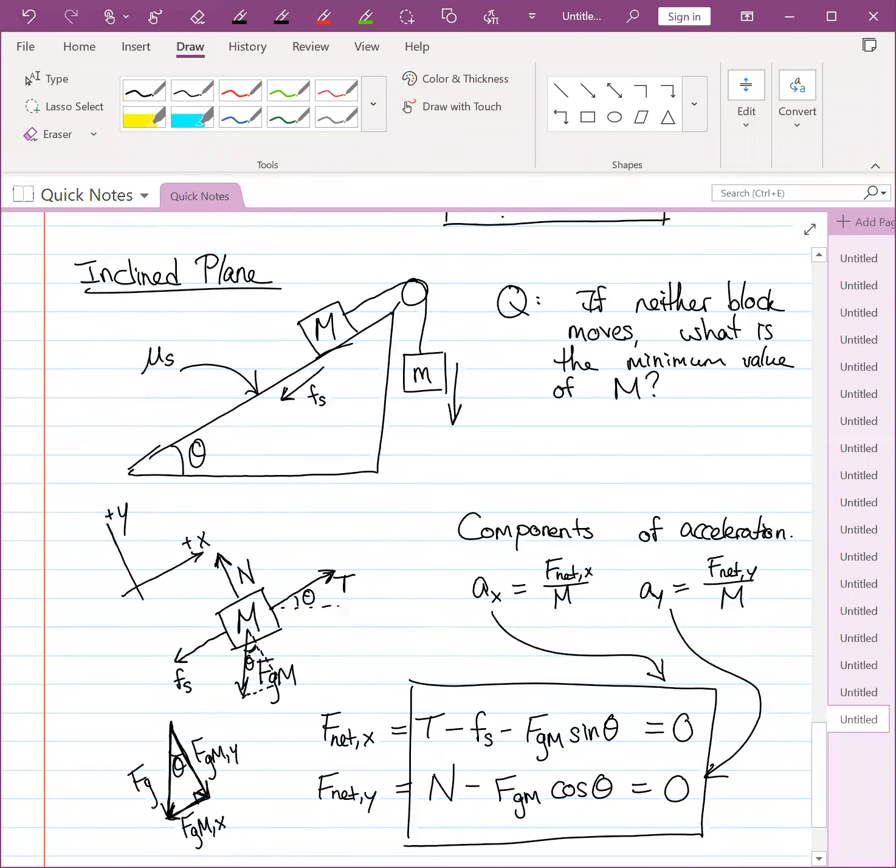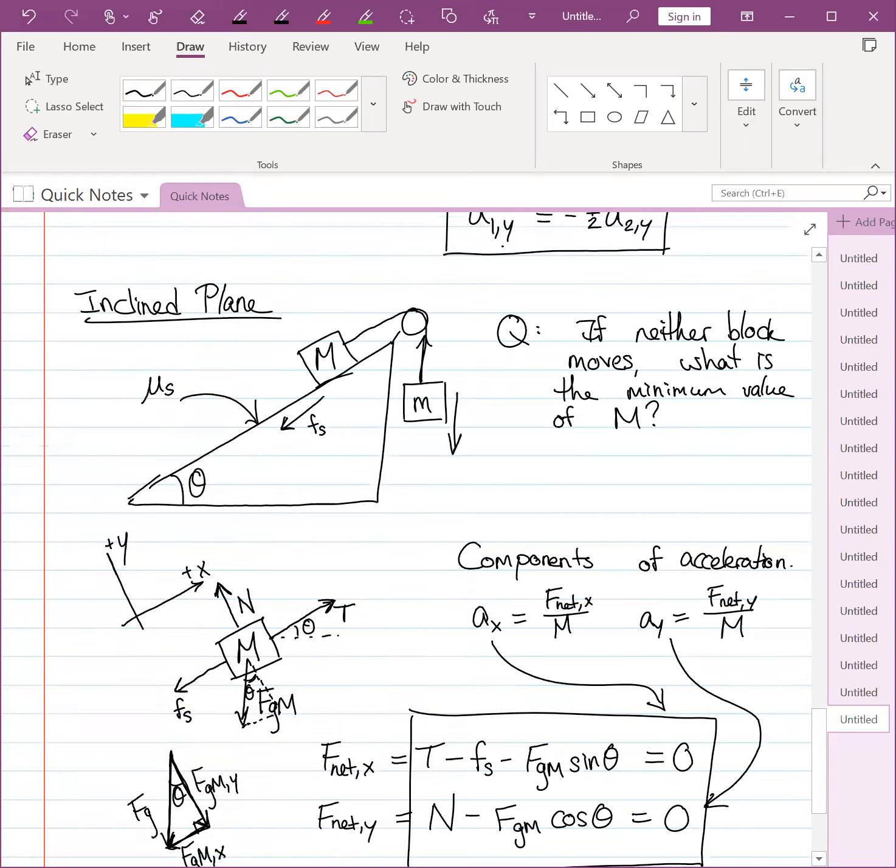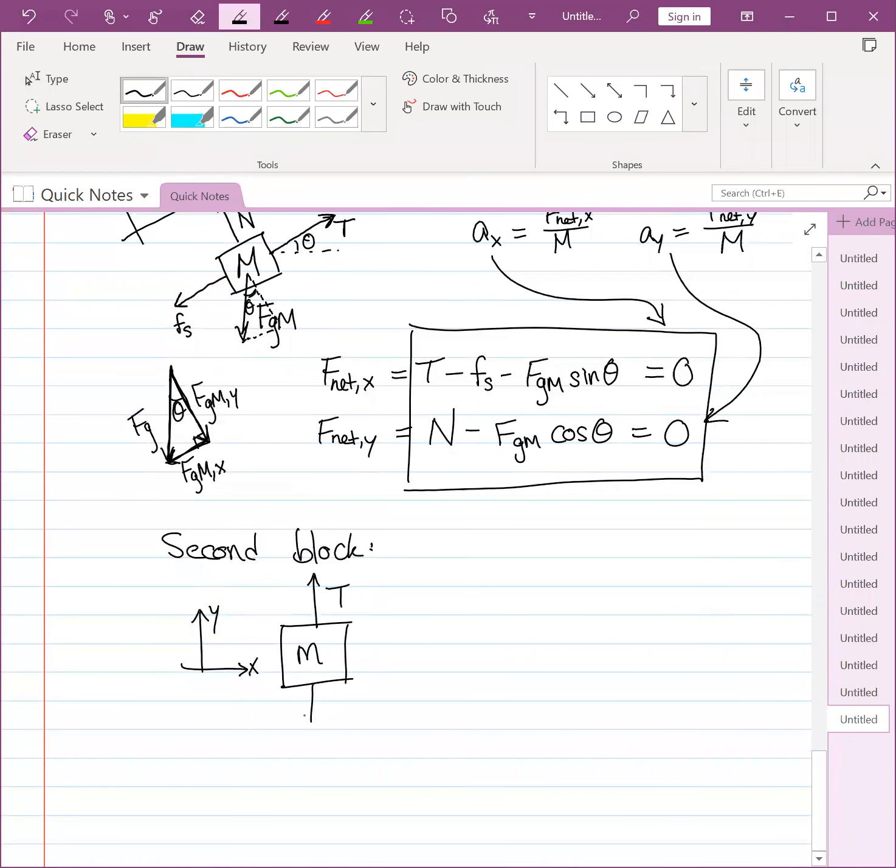So here we have a tension force pulling it upwards and a gravitational force pulling it downwards. Gravitational force is F sub g little m. So again, if the acceleration is 0, A x is 0, A y is 0, then we know that the net force in both those directions is 0. So in particular, F net y has to be 0 from Newton's second law, which implies that T minus F g little m equals 0. So there's our third equation.